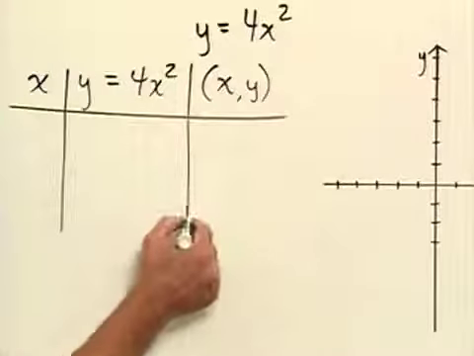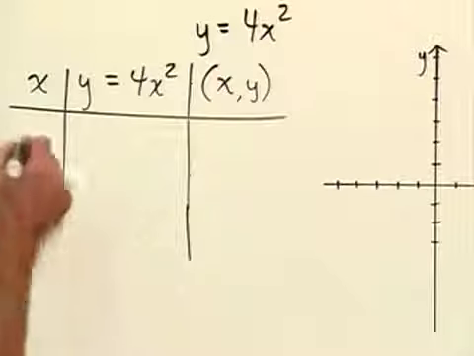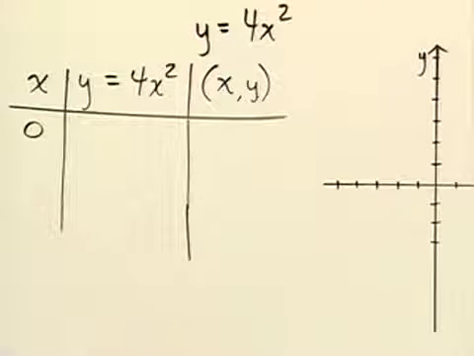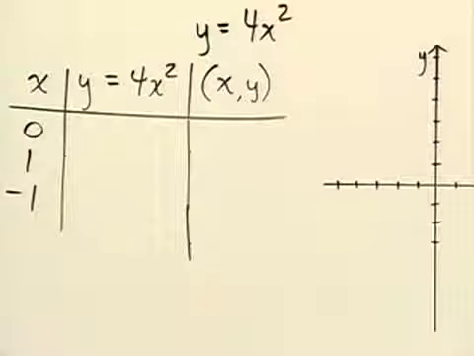So as we make our table, let's choose some values for x because our equation is solved for y. And let's find out what the corresponding y value will be, and we'll have some ordered pairs to graph, and we'll have the graph of our equation. So let's choose 0 for x, and 1 and negative 1 for x also.